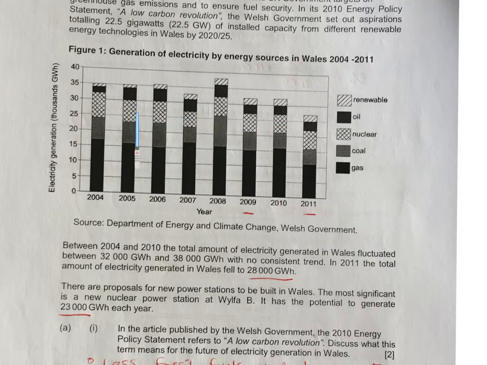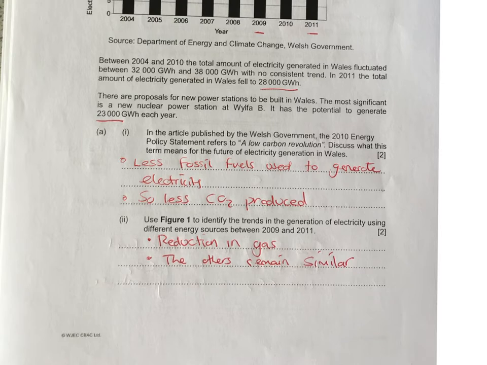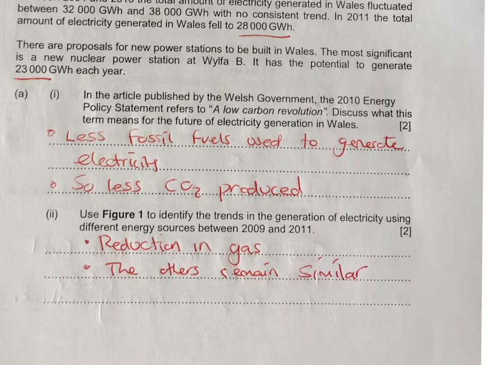Nuclear energy, very much the same across. Oil, again, starts low, it kind of fluctuates. And then renewable energy kind of stays the same. So what have I said? I've said a reduction in gas, and the others remain similar. And I think that is a fair answer for 2 marks there.